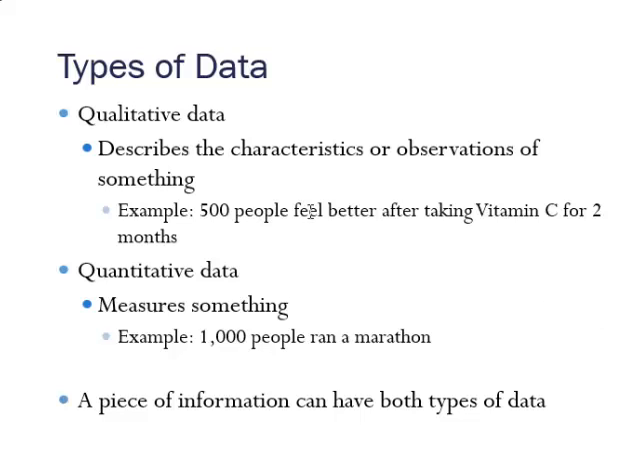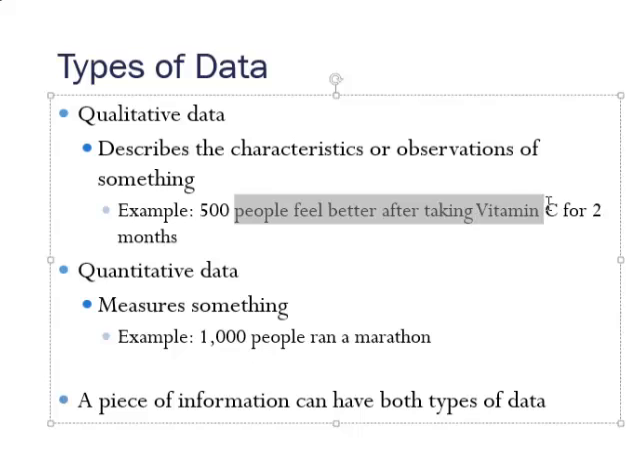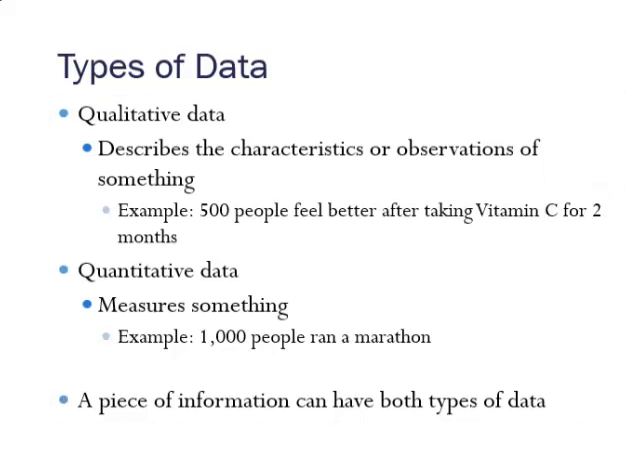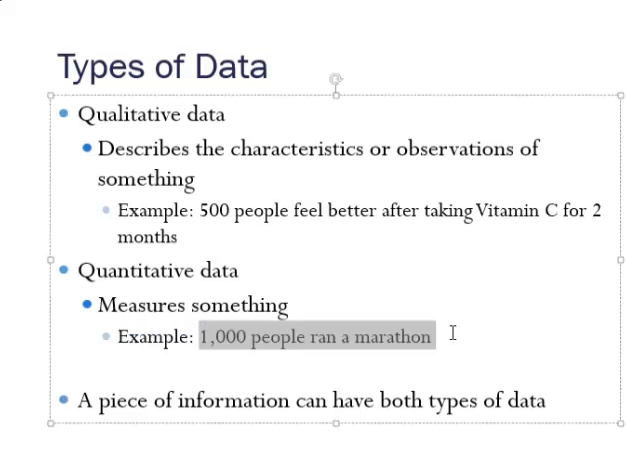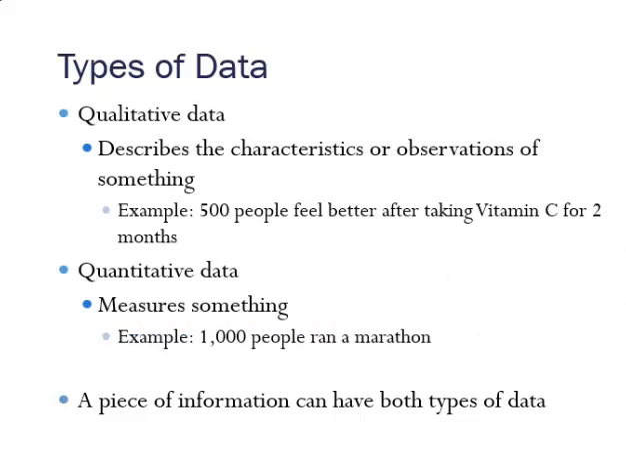So 500 people took vitamin C for 2 months, that's quantitative. 500 people feel better after taking vitamin C for 2 months, that is qualitative. Quantitative data measures something, like 1,000 people ran a marathon. That, of course, is quantitative. If I wanted to turn that into qualitative data, I would say 1,000 people felt very tired after they ran the marathon. And of course, a piece of information can and usually does, in fact, have both types of data.